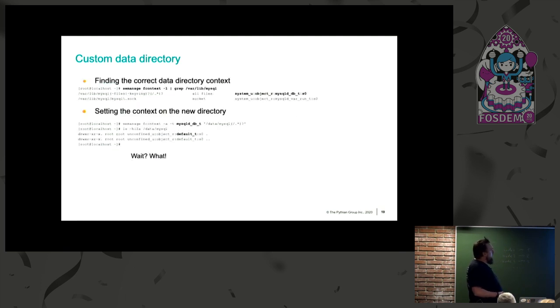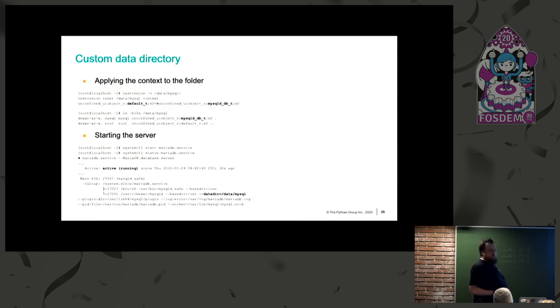So we were then finding the right data directory context. On /var/lib/mysql, this is the default context. We were trying to just set the context to the data directory context, and then we did an ls again, and hey, wait, we changed this, but it didn't change anything. So you still have to apply that if you change that, something we learned.